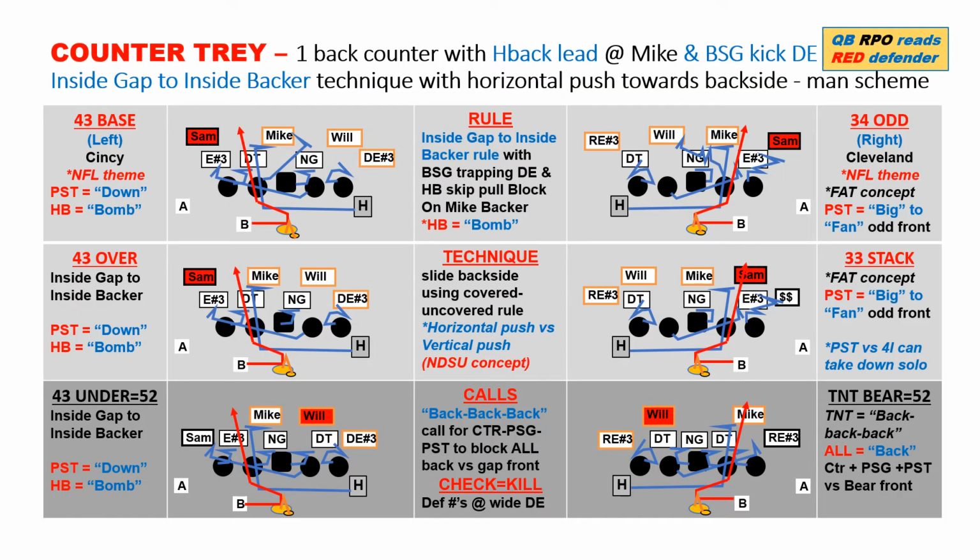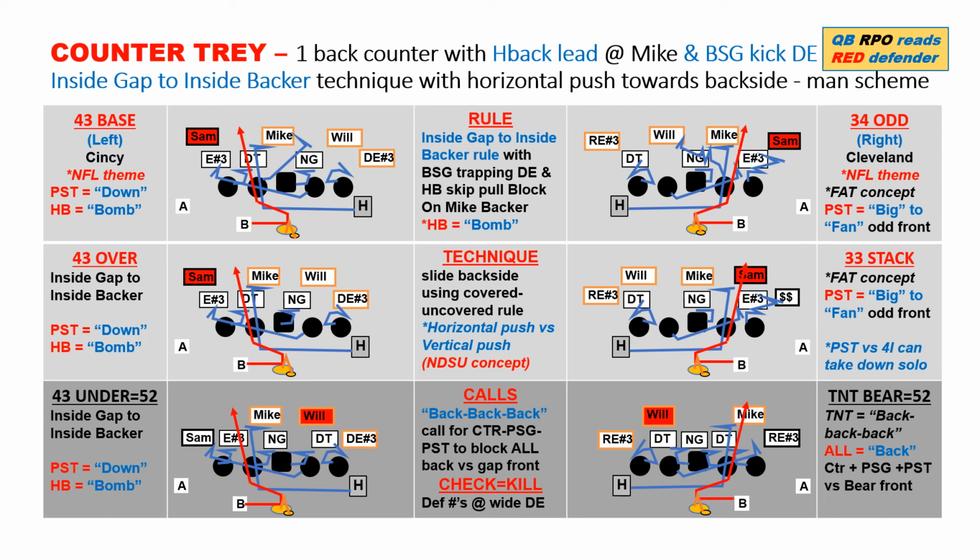For blocking of counter tray, it's actually very similar for the play side lineman as inside or split zone. So it's a great complement that way if you're an inside split zone team. But again, the rule here now is inside gap to inside backer. So you're going to go ahead and block a down lineman to your inside gap. If there's no lineman there, then you go to the next inside backer with it. Again, guard's going to pull flat and trap or kick out that defensive end, and the H does the bomb block again.